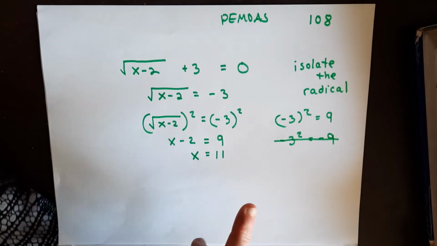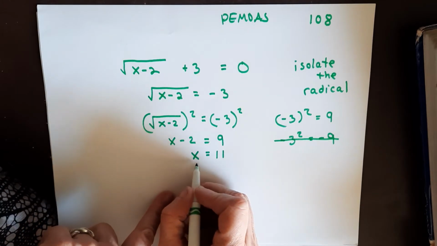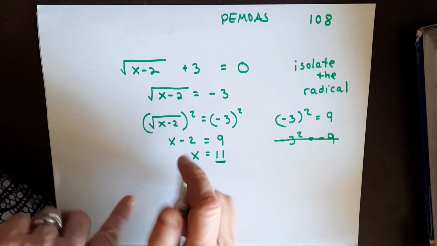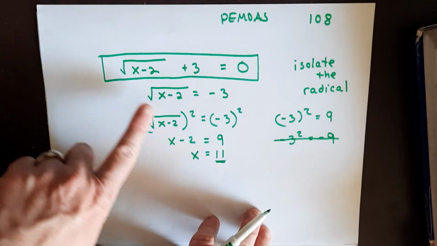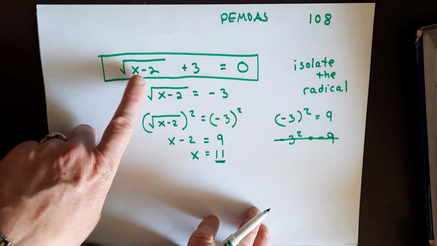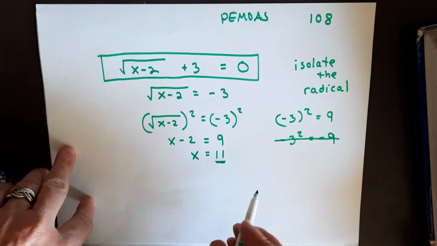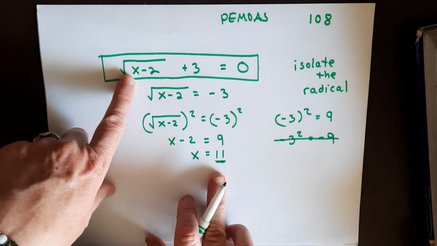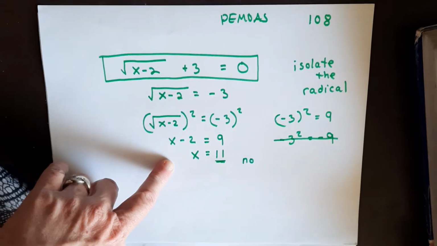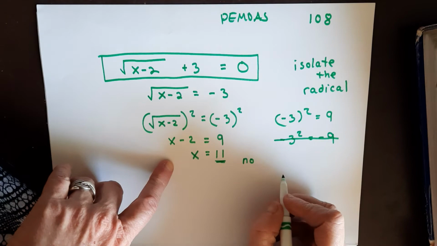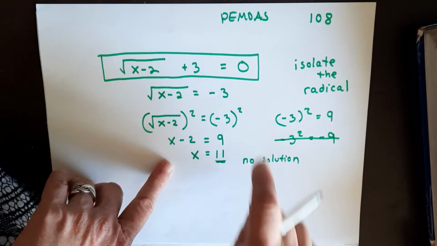So there is something to remember about these problems. After you get your answer, 11, you need to go back to the original equation, which is this, and see if the 11 works. 11 minus 2 is 9, and the square root of 9 is 3. 3 plus 3, however, does not equal 0. So what that tells us is that there is no, and this is what you would write in your notebook, there's no solution to this equation.